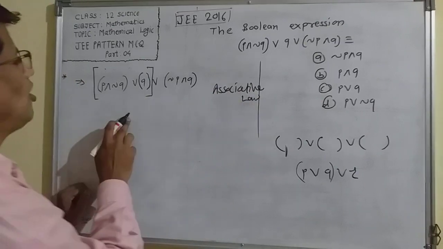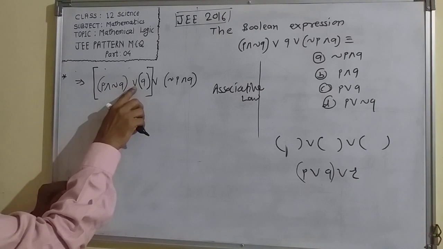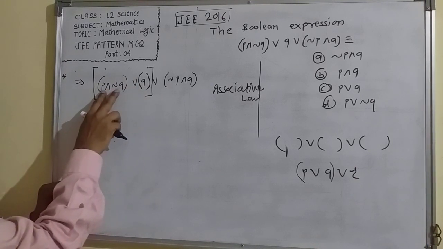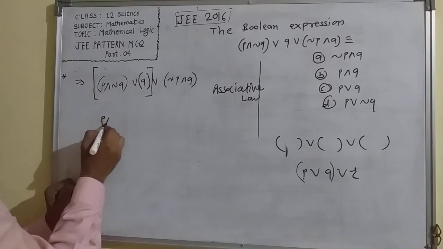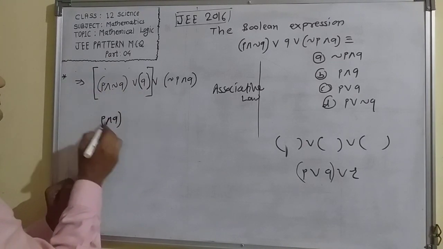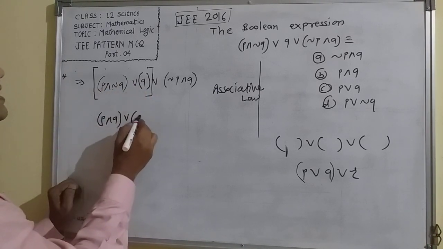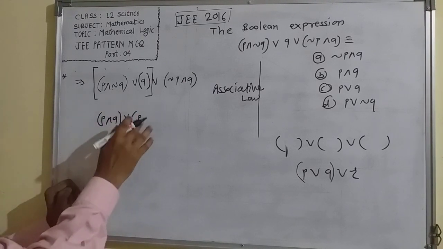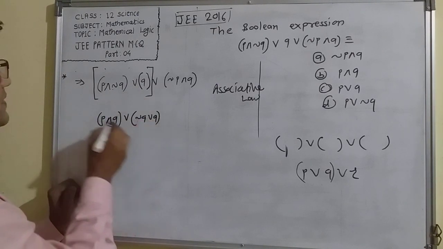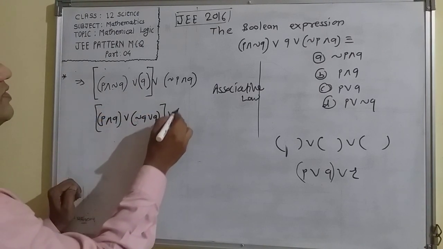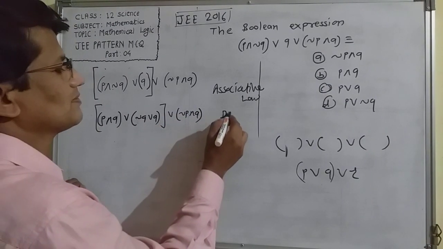Associative law. Observe this bracket. Outside the bracket there is an or symbol, and in between there is and. We can use the distributive law here. Apply P and with Q, here P and with Q, or P negation Q or with Q. Again the same bracket, or with what? Negation P and with Q. So this is a distributive law.